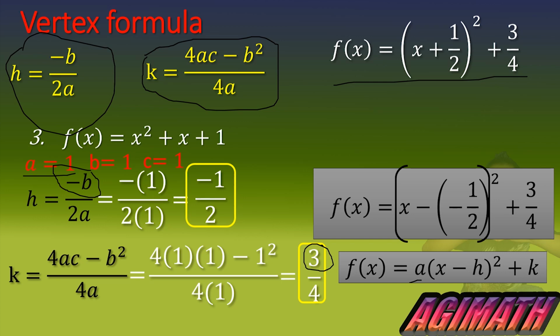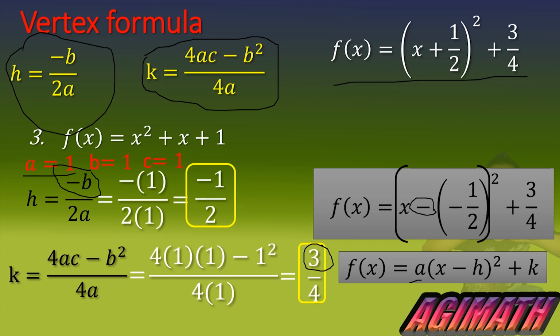Some of the students commit mistakes on this part because they do not follow the form. The form states x minus h. So you are going to write x minus h. So that is x minus, and what is h? h is equal to negative 1/2. So you need to write negative 1/2 because some of the students will just write 1/2 because you already have minus, and that is wrong. You are going to follow the form. That's why it should be x minus negative 1/2 squared plus 3/4.